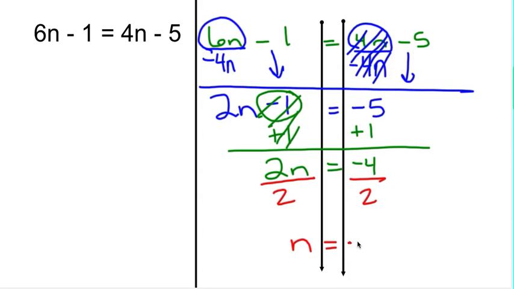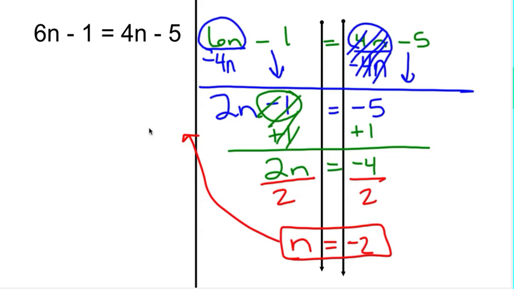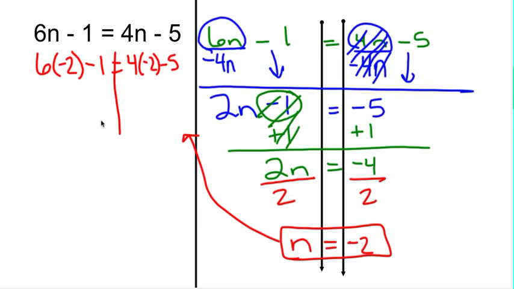N equals -2. If I want to make sure that I have the right answer, I can always bring this back up and plug it in and verify that my answer matches. So I found out that n equaled -2, and I'm going to plug it into each one of these to make sure that works. PEMDAS, order of operations, tells me that I need to multiply first, so that will be -12, then the -1. This will tell me to multiply first also, so that would be -8 minus 5.